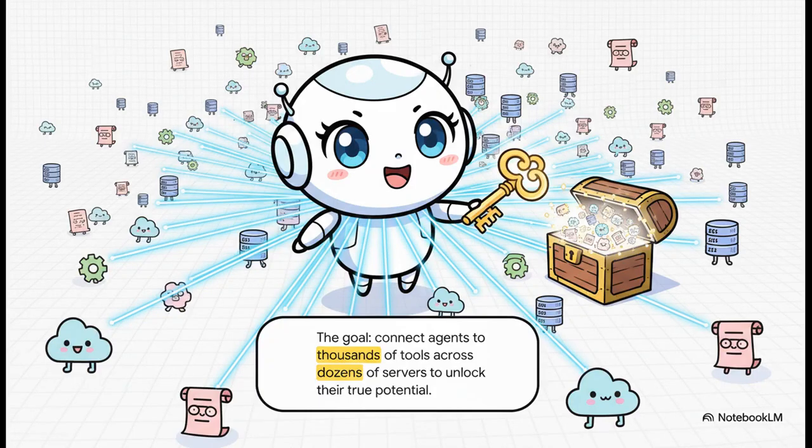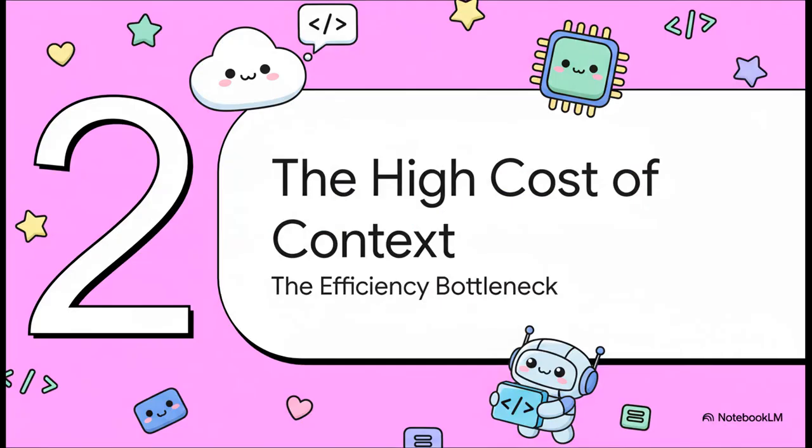And the goal here is, well, it's massive. We're talking about an AI that can seamlessly tap into thousands of different tools and services. This isn't just about making things a little easier. It's about building agents that are truly powerful and can handle really complex real-world tasks. This is how we unlock what they can really do. But there's a pretty big roadblock.